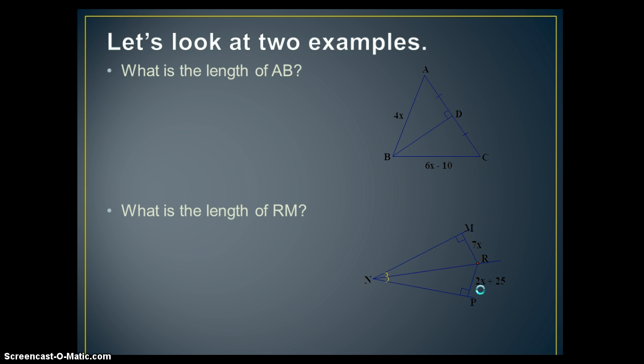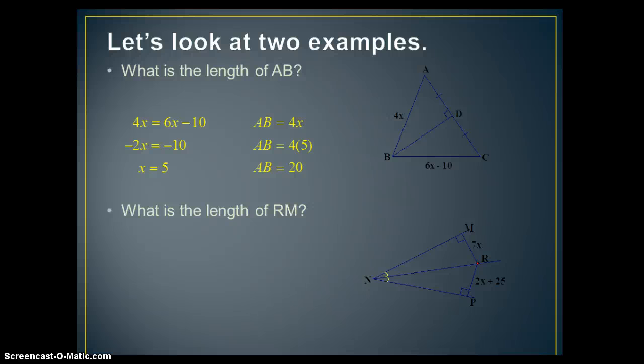Let's look at two examples that have to do with this. So we want to find the length of AB. Well, BD is the perpendicular bisector of AC. So point B is going to be equal distance, or equidistant, from point A as it is from point C. So we can set 4x equal to 6x minus 10 and solve. X is 5. We plug that back in. We get AB is 20.